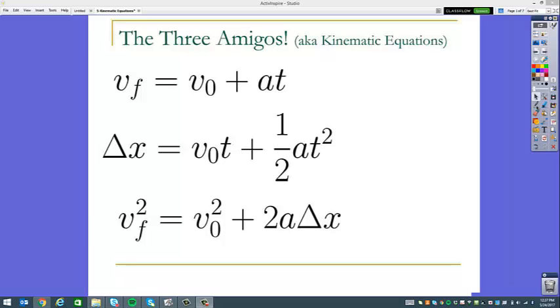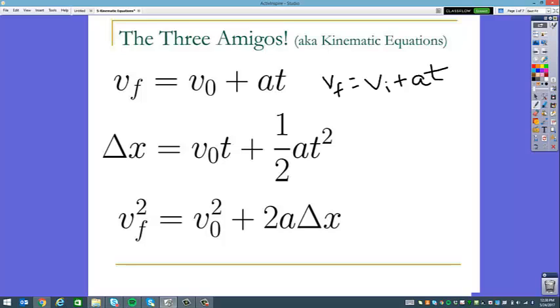So you have VF equals V naught plus AT. This 0 right here actually means naught, which means original. If you do not like V naught and you want to use VI instead, that's fine. You could just rewrite the equation as VF equals VI plus AT. If you're going to be taking AP in the future, you want to get used to the naught symbol because all of the equations in AP are going to be based off of naught. Naught is just, like I said, another word for your original.